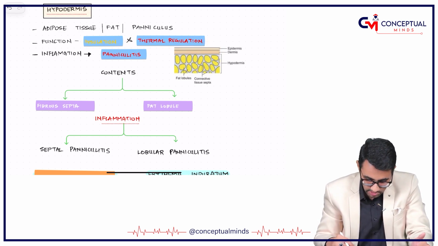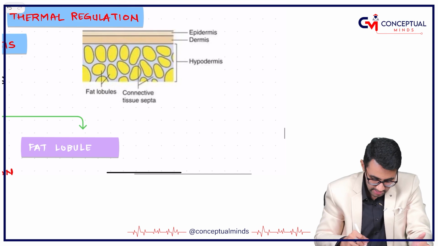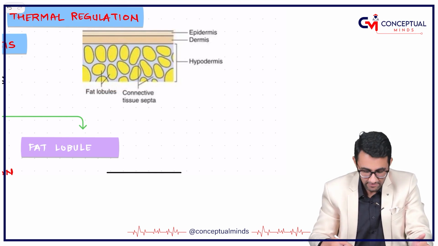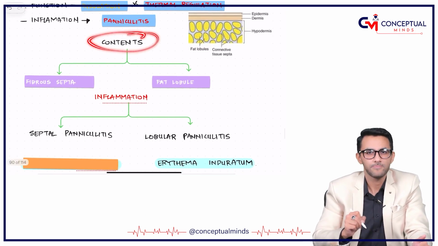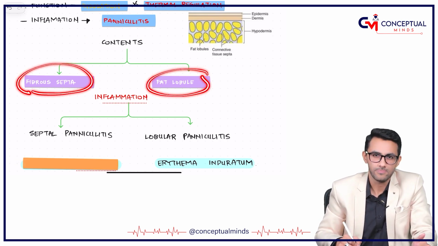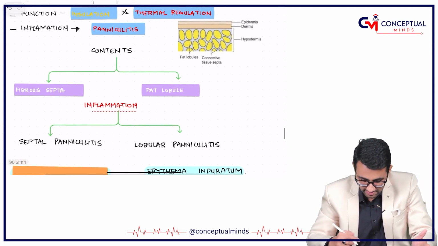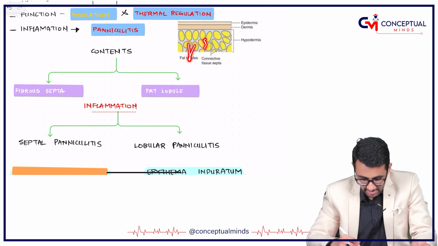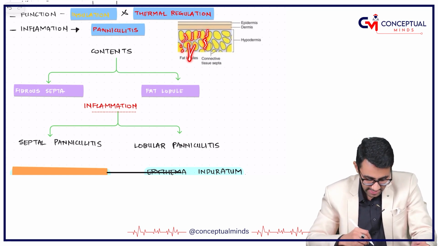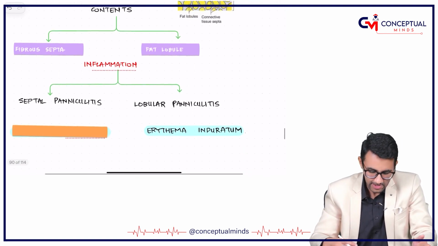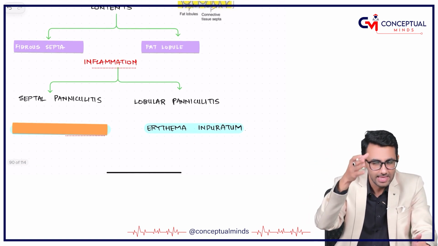If we just focus on this one diagram, a lot of things will be very clear to us. But before that, we need to know the contents of this. First of all, we have the fibrous septa and the fat lobules. The fat lobules are the yellow bodies which we see inside this diagram, and the gray area which you see is the fibrous septa. Now we know the individual structures in the hypodermis.